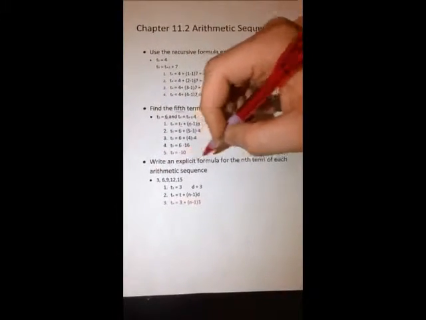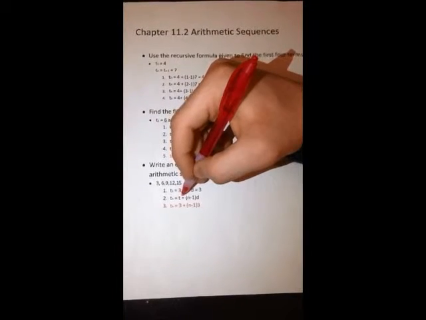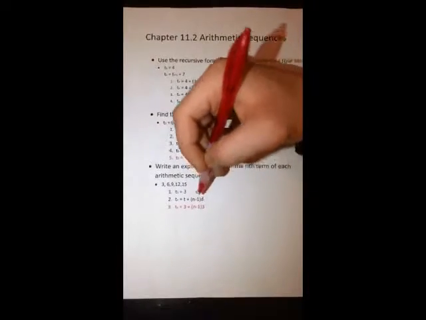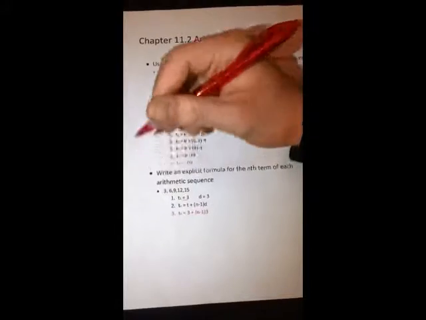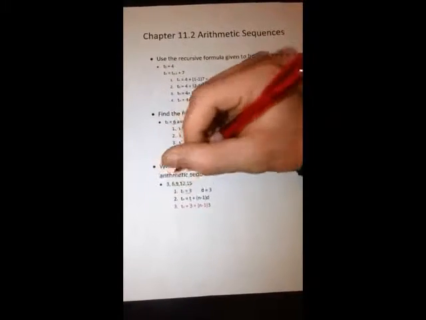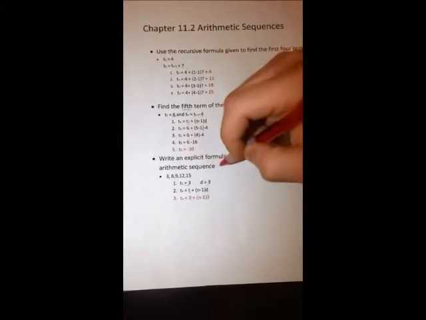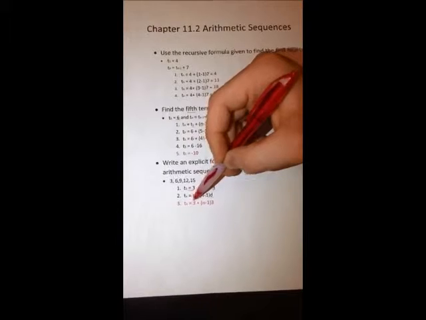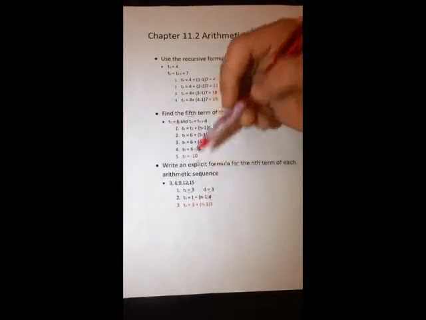So if you plug them into the primary example formula, which is t of n equals t of 1 plus n minus 1 in parentheses times d, you will put the t of 1, which equals 3, in the t, and the d equals 3 in the d. So the final explicit formula will be t of n equals 3 plus n minus 1 in parentheses times 3.